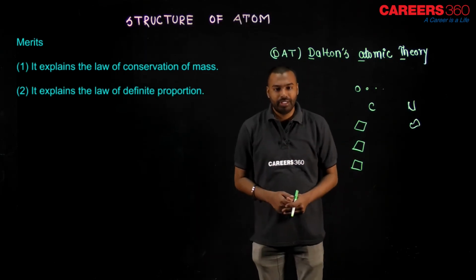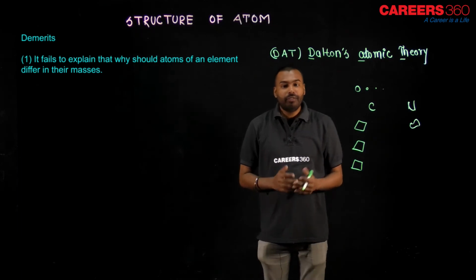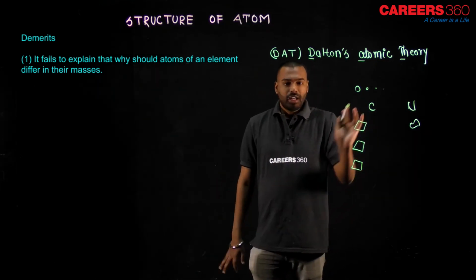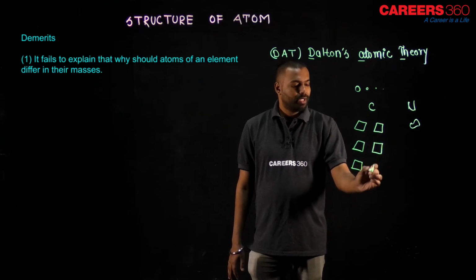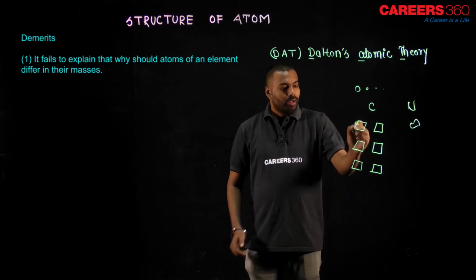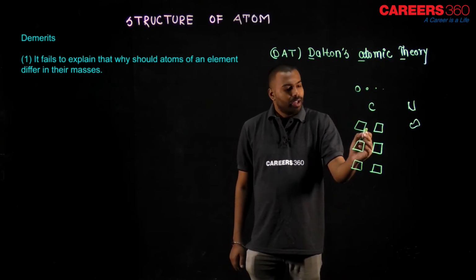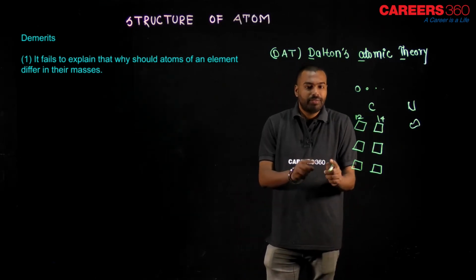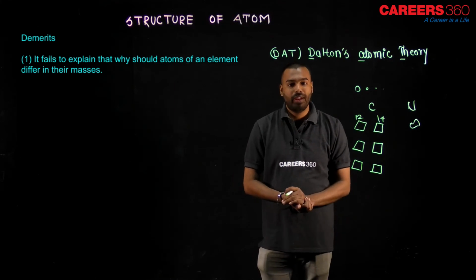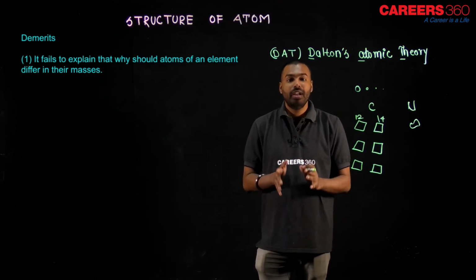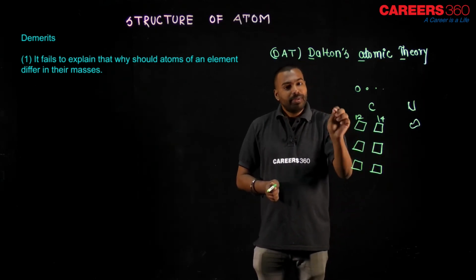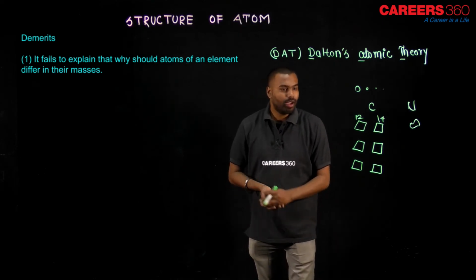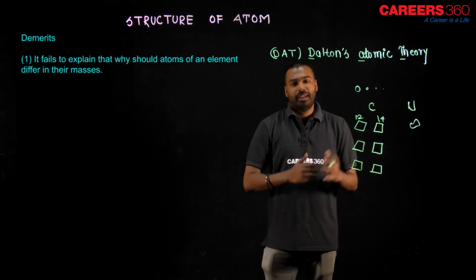Let us see the demerits of Dalton's atomic theory. It fails to explain why atoms of an element differ in mass. See, this is the carbon element and there are so many atoms, and I said all atoms are identical. Sometimes the same element and same atom have different atomic mass, like 12 and 14, but both atoms belong to the same element. Why? This is a demerit, because Dalton said all atoms are identical, which should mean everything is the same, but sometimes the mass does not match. So, due to the discovery of isotopes and isobars, demerits came in Dalton's atomic theory.